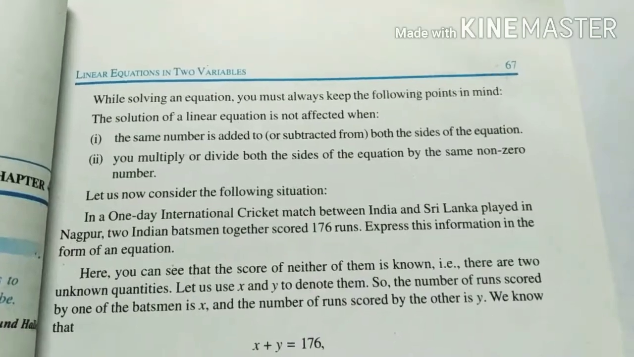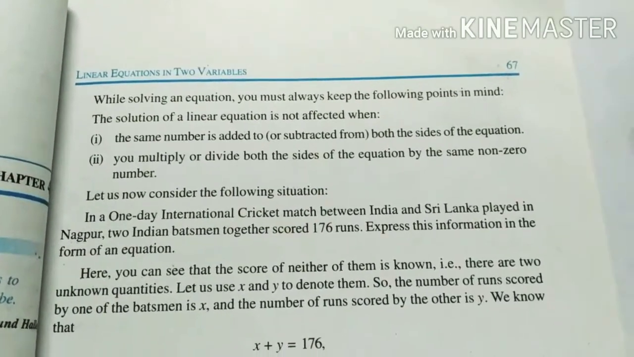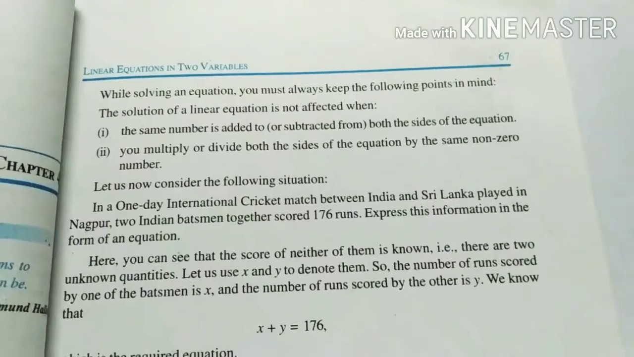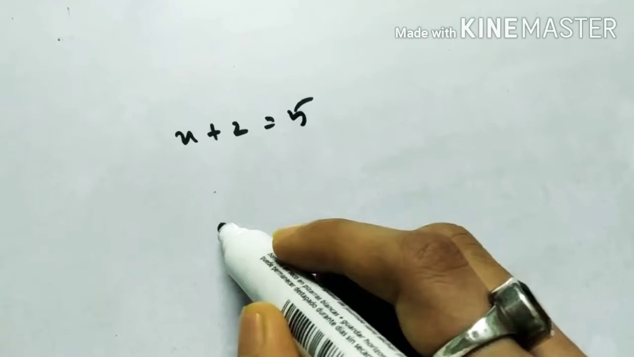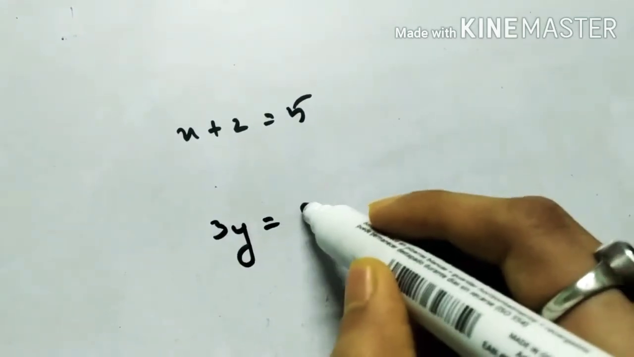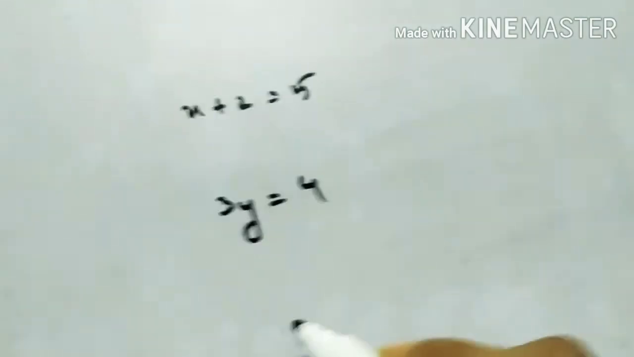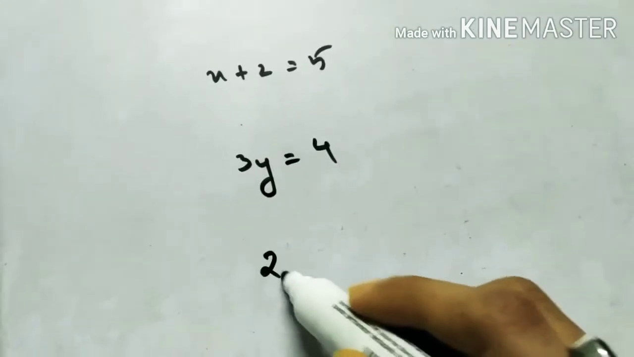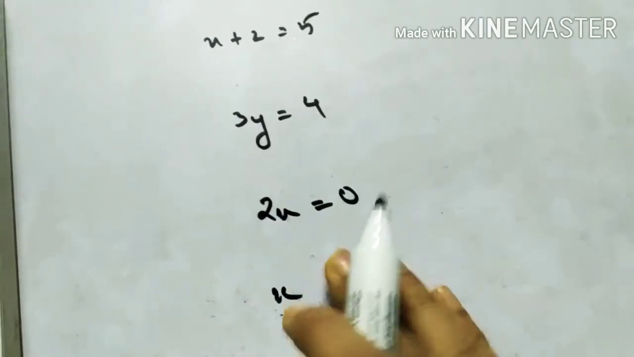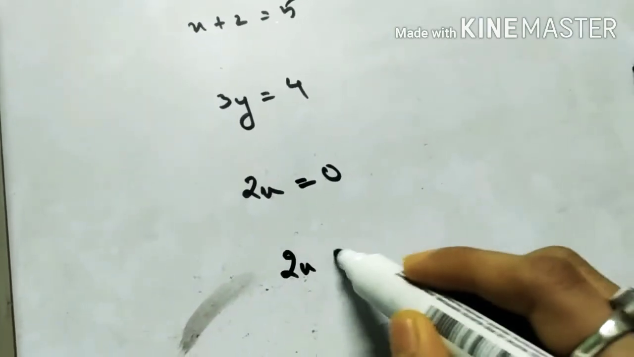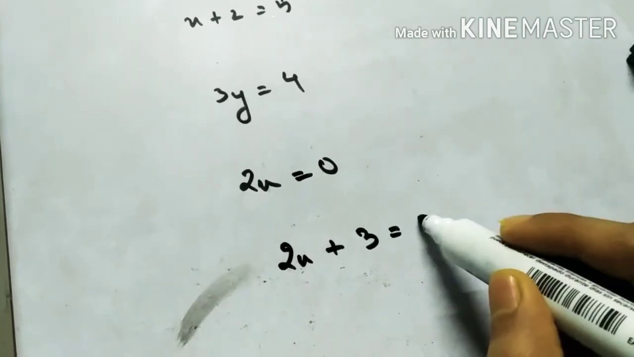Yes, till now in our lower classes you have learned linear equation in one variable. For example, equations like 2x + 5 = 0, x + 2 = 5, 3y = 4, 2x = 0, and 2x + 3 = 10.